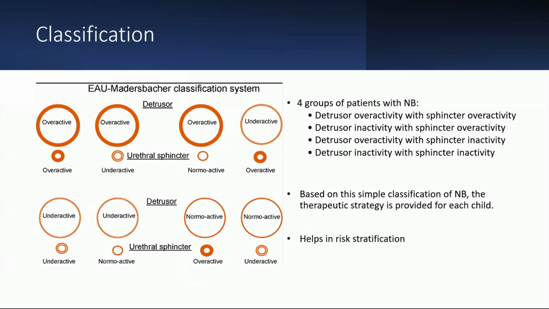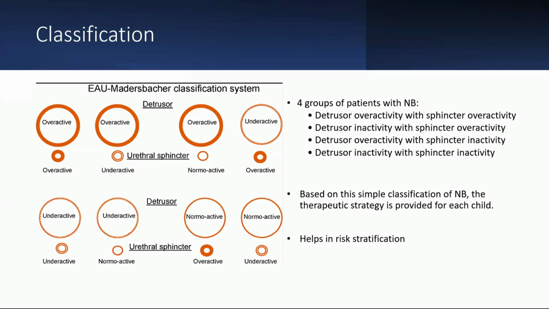There are various ways to classify neurogenic lower urinary tract dysfunction, but irrespective of the neurological level of the lesion, the urodynamic and the functional classifications are much more practical for defining the lower urinary tract pathology, risk stratification, and planning the treatment in children.